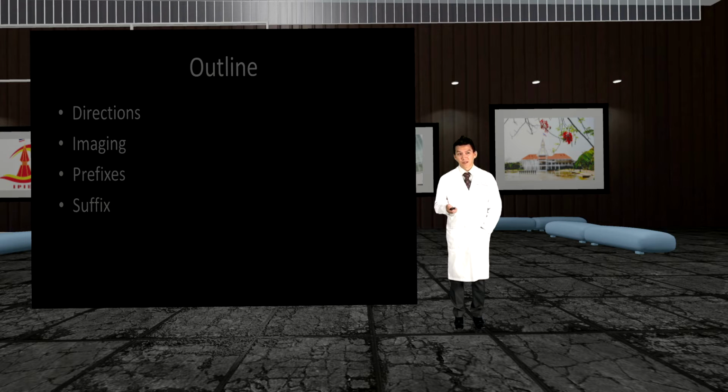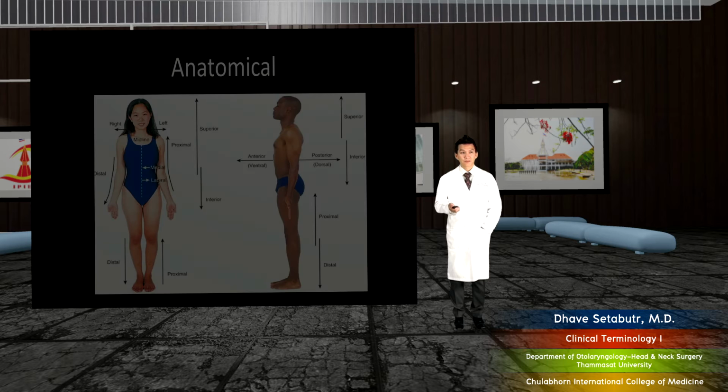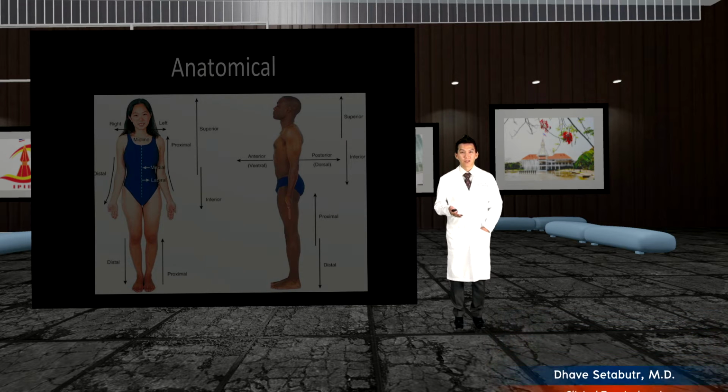Prefixes and suffixes we'll take a look at, but for the most part, we'll review some terminology that you might be unfamiliar with in the prepared lesson that you should have read prior to today's lecture. So we'll talk about, first of all, some directions that are used to describe anatomical landmarks.